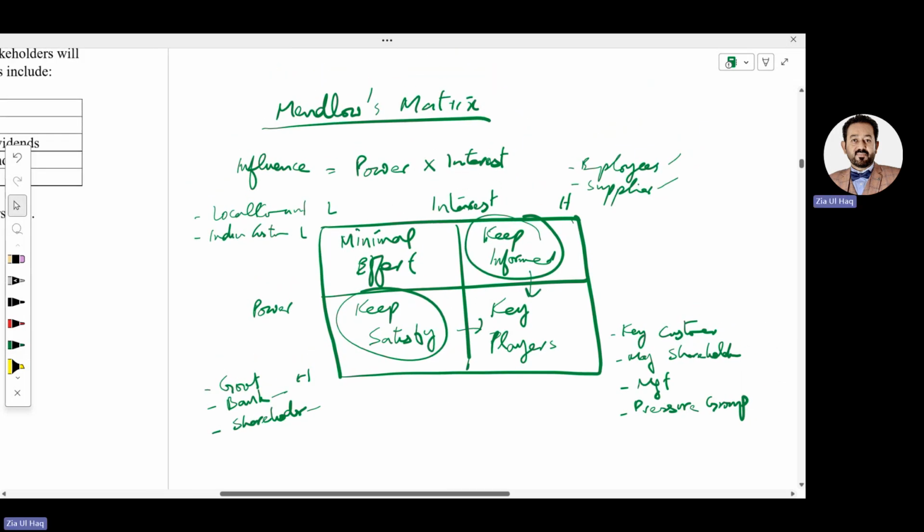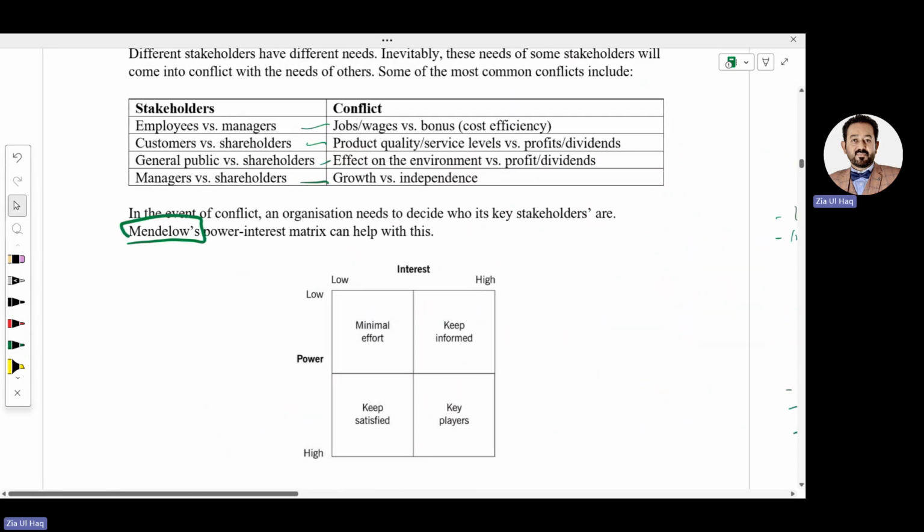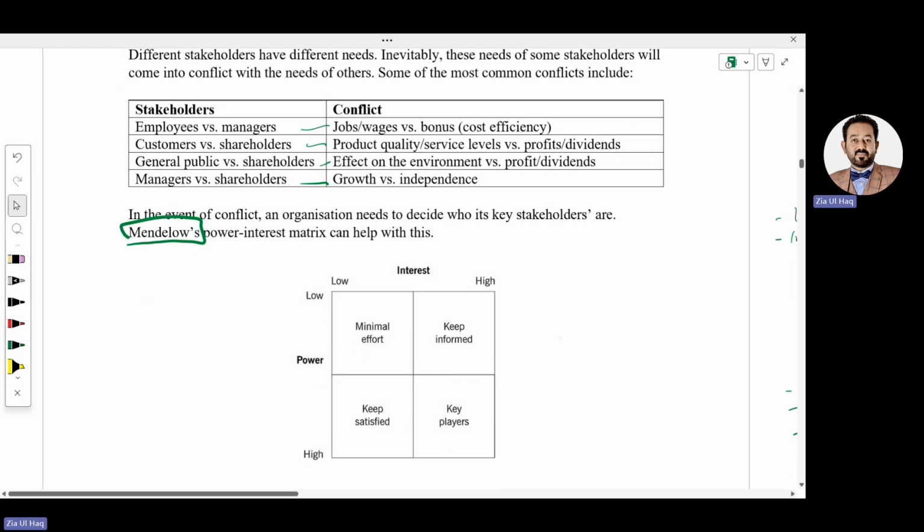So high power, high interest, who are those? Key players. Low power, low interest, minimal effort. High interest, low power: keep informed. High power, low interest: again, keep satisfied. This is how business can avoid conflict of interest between stakeholders by using the Mendelow matrix.